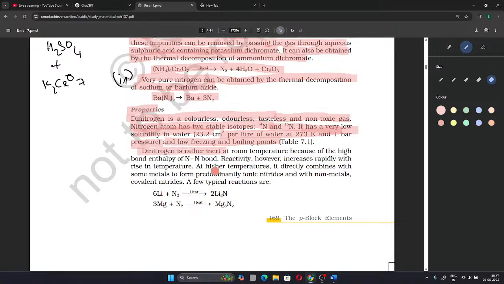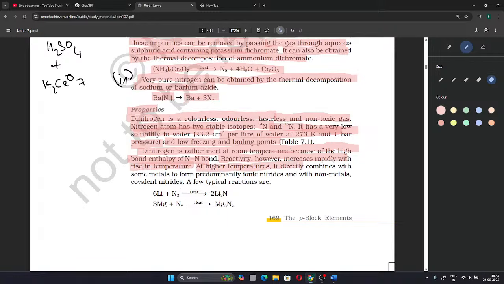Dinitrogen is rather inert at room temperature because of the high bond enthalpy of N triple bond N. It means N2 doesn't react too well because the N triple bond N is a very strong bond, and the energy to break such a bond and form other bonds is really high. Reactivity, however, increases rapidly with rise in temperature.